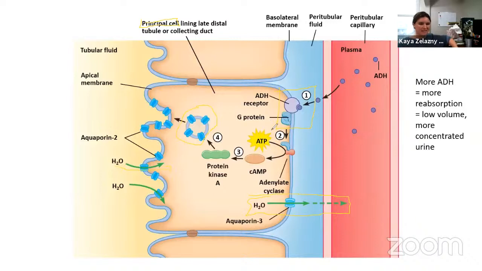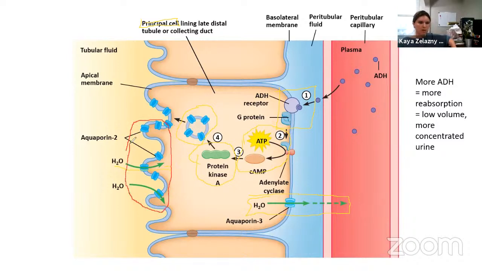So we do that by activating a second messenger system. All right, we make this molecule cyclic AMP. Then we have a flow of enzymes and proteins, specifically protein kinase A, that tells our cell, go insert these aquaporins on the apical membrane. So ADH binds to a receptor, triggers the insertion of aquaporin 2 on the apical membrane. Right.